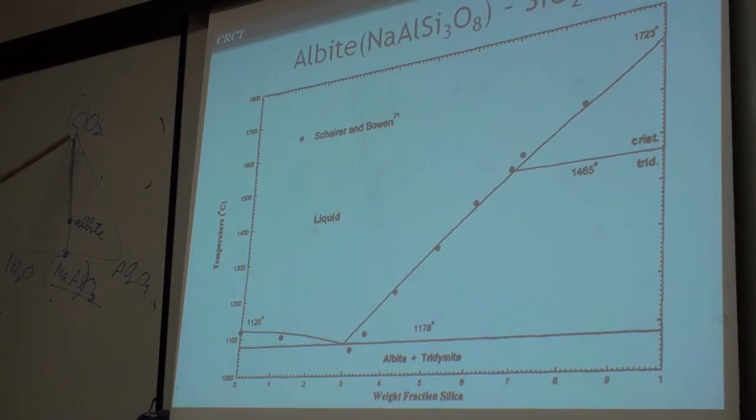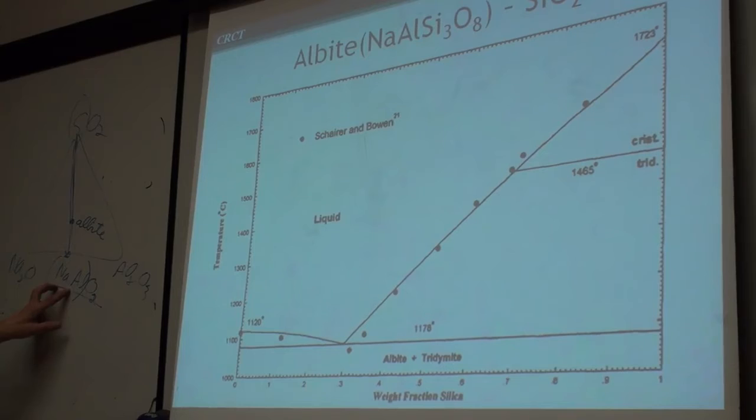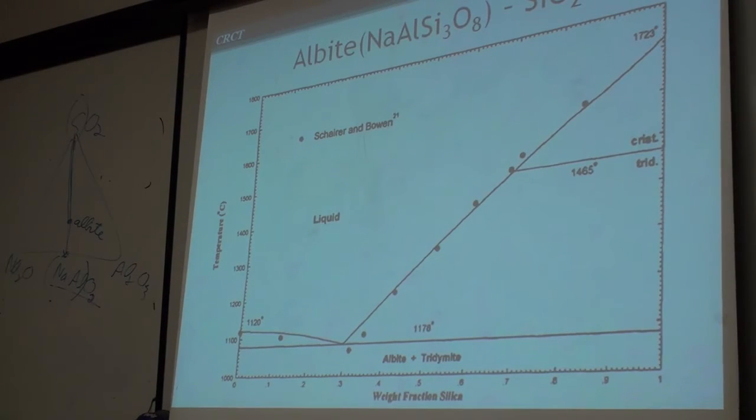And this is almost an ideal solution. If you treat this as an ideal solution of NaAlO2 and SiO2, you almost perfectly reproduce this curve, because the NaAls are mixing with the silicons. It's almost an ideal solution.